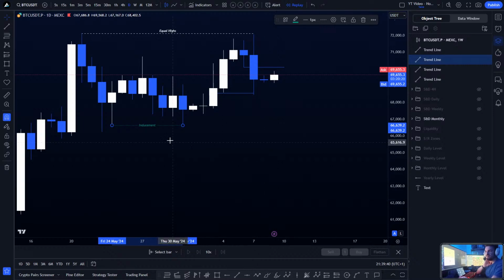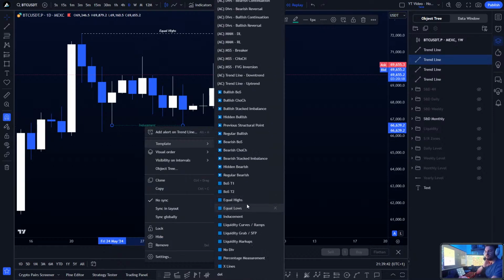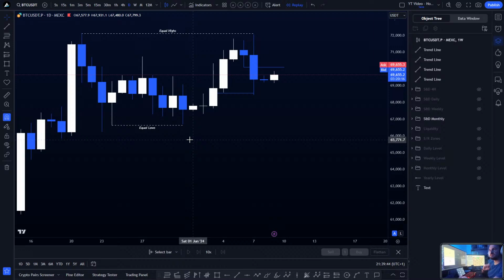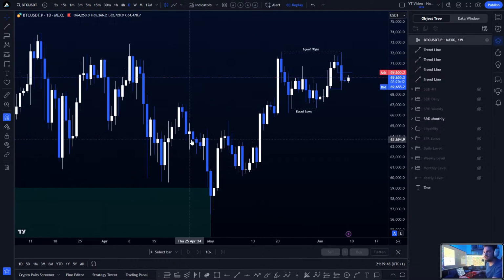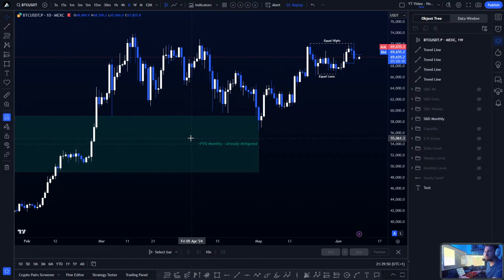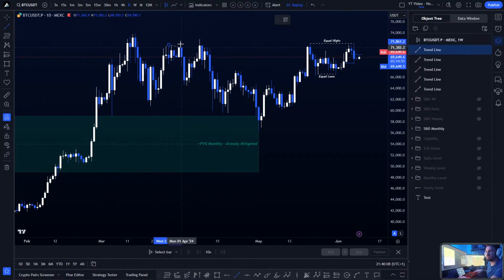We also have, oops, sorry, wrong template. We also have equal lows down here, and on the daily, in terms of liquidity, I think that's done. It's important to note, for example, when you have stacked highs like this, it's easily a target, okay? And it was eventually. I'll mark it out like so.